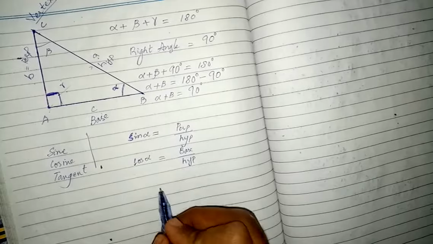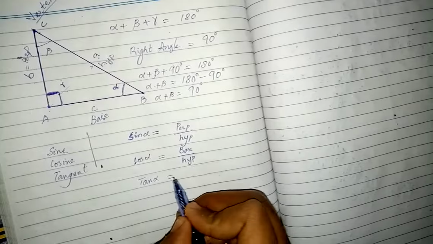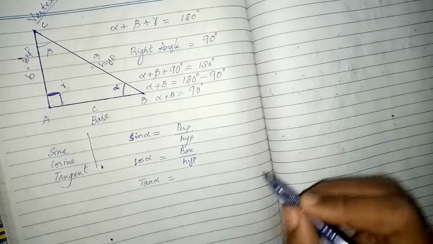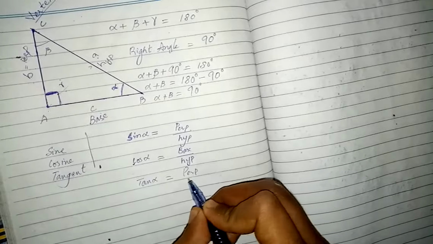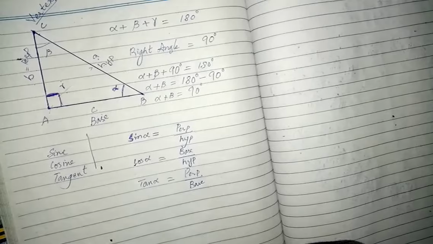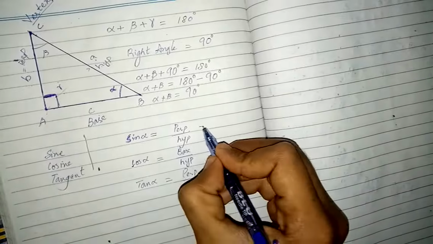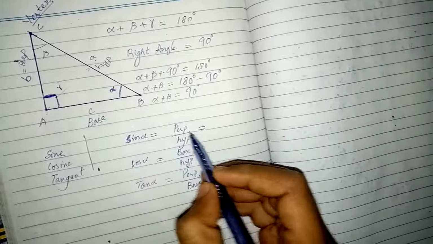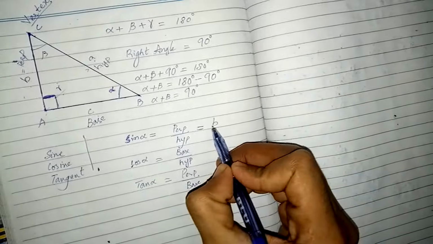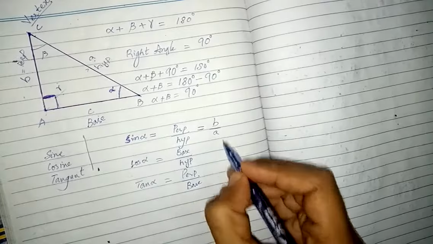Now tangent is equal to the perpendicular upon base, which means opposite side of the angle divided by the adjacent side of the angle. If I name them or label them, perpendicular in this case is B, so B upon hypotenuse, which is A, B upon A.